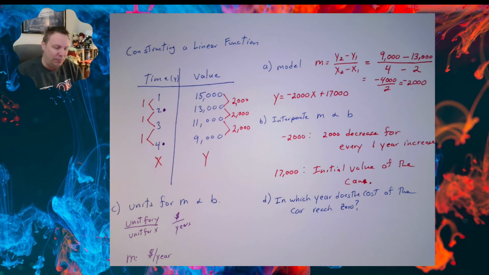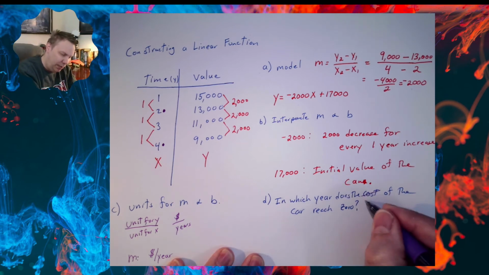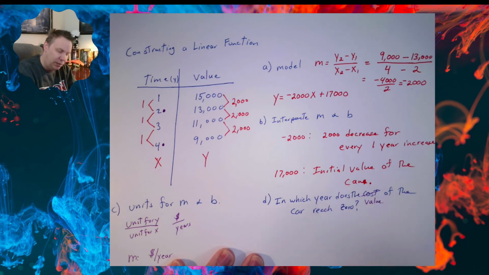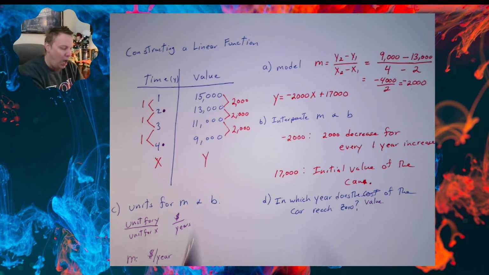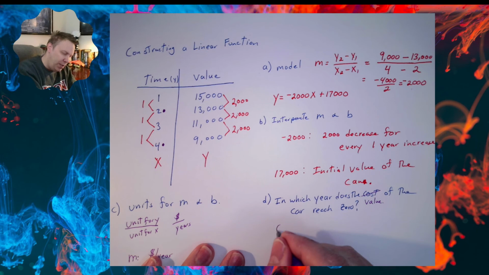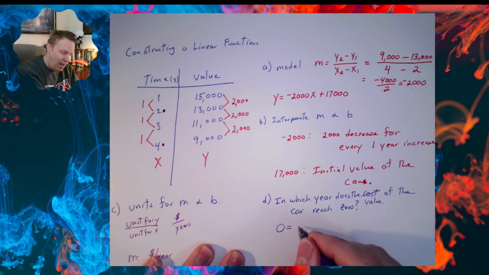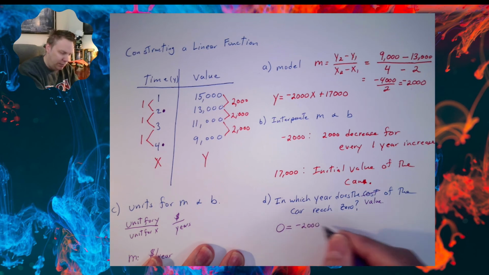What about this one? What does it mean for the cost to be 0? Well, the cost of the car, I should say the value of the car, I should have actually put down value. Poorly worded question there. When is the y equal to 0? So this is where I bring in a little bit of algebra. If the output is supposed to be 0, I need to figure out when the input achieves that.